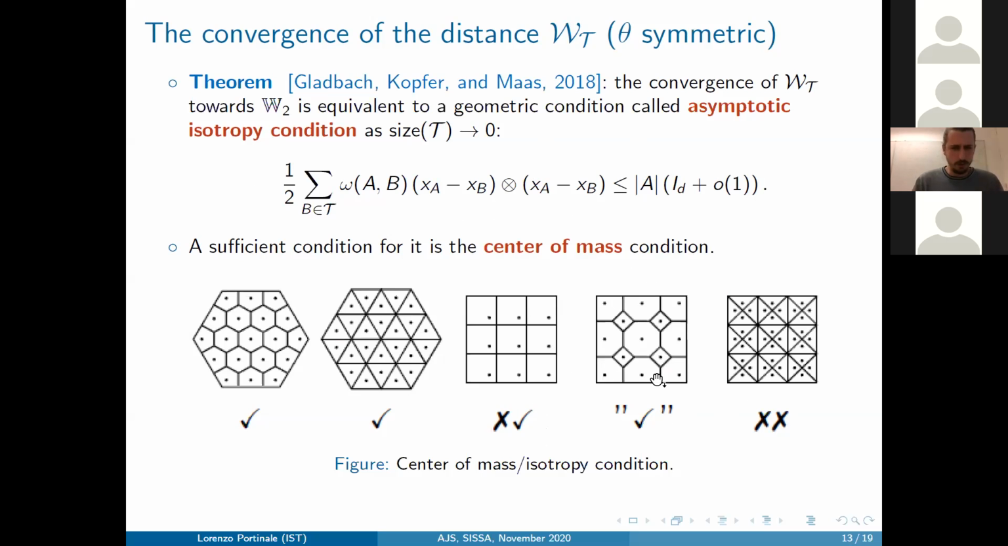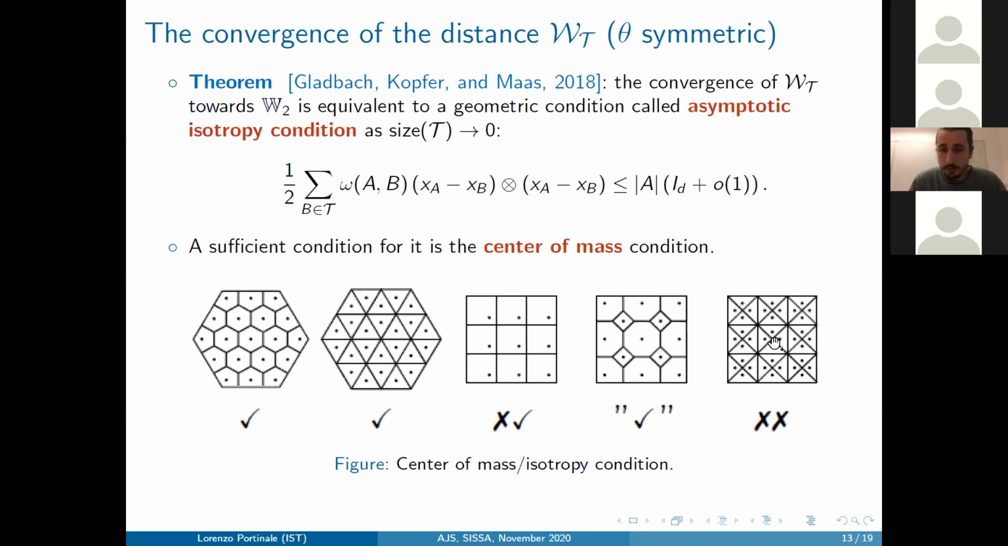I will not talk too much about this one because it's not really split in half, but it's still very symmetric. And if you adapt the average in a weighted way, you can still obtain the convergence. So there are some positive results in this setting, but I will not discuss them. Much more interesting, in my opinion, is this picture. This picture satisfies neither the center mass condition nor the isotropic condition. And there is no way you can move the points around to make it satisfied.